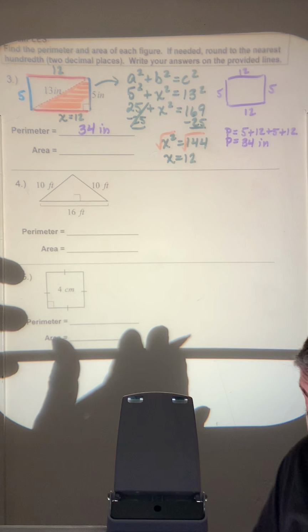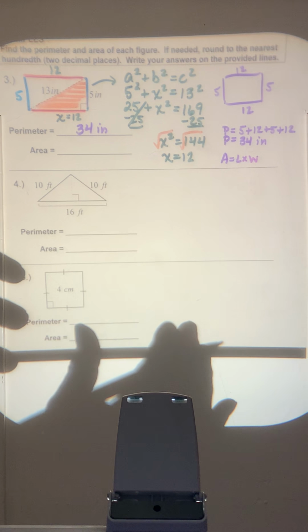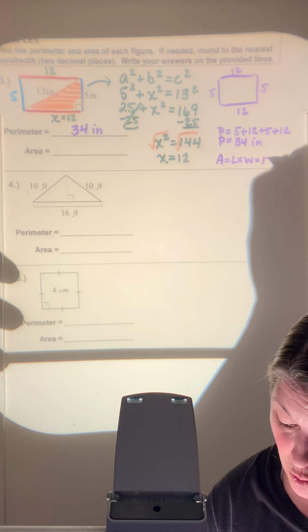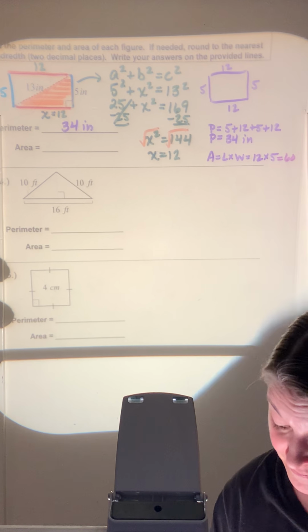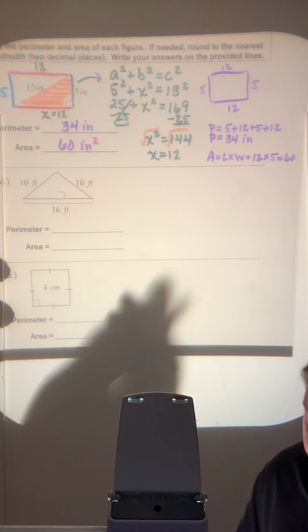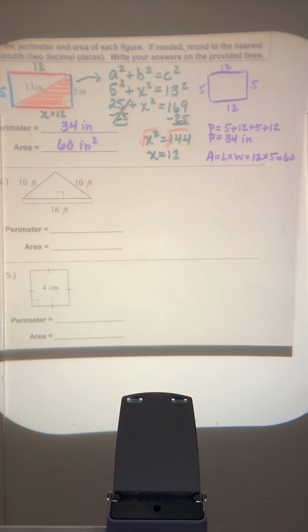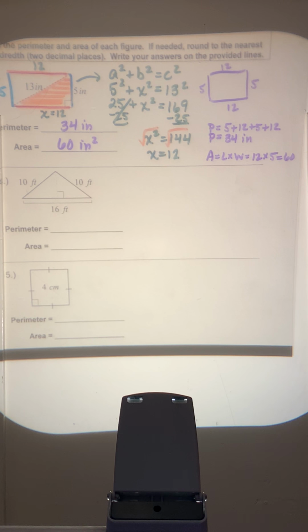As far as the area is concerned, we should remember this formula: it's length times width for the area of a rectangle. And when we plug those numbers in, 12 times 5, we're just going to get a 60. So our area is 60, and because it's area, we put that little inches squared there. So again, this is no different from what we've done before, except we had to do the Pythagorean theorem so we could find this side length here. Then we had everything we needed to find the perimeter and the area of the rectangle.